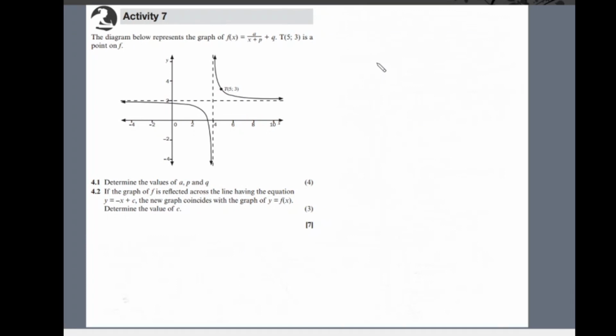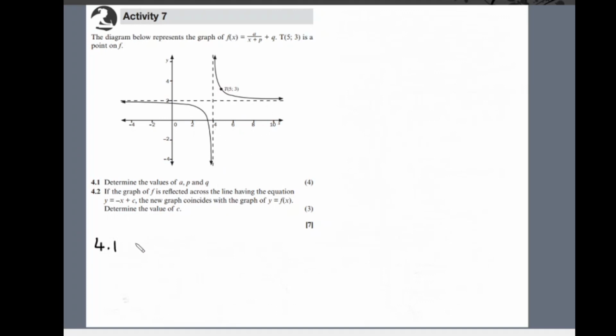So activity 7, question 4.1, they want us to determine the values of A, P, and Q. Looking at the graph, we see our horizontal asymptote is the line y equals -2, and our vertical asymptote is the line x equals 4.